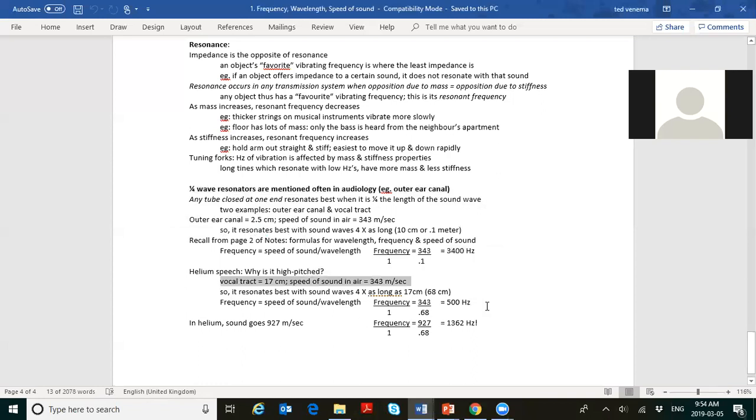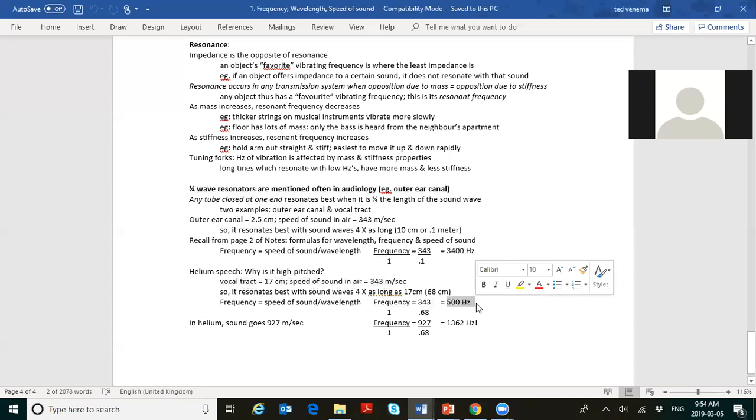The speed of sound in air is about 340. So your vocal tract is going to resonate best with sound waves 4 times 17, and that's 68. Frequency equals speed of sound over the wavelength. So 343 meters per second divided by 0.68 meters, not 68, 0.68, because you got to, again, change centimeters into meters. And when you do that, you get the math.